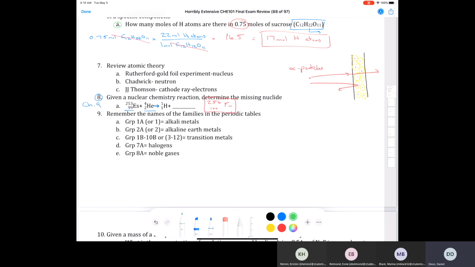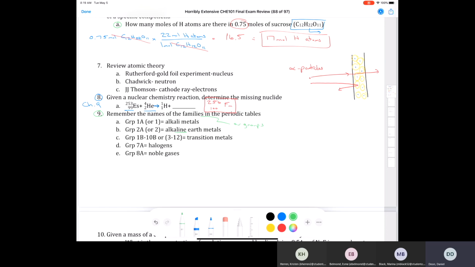The next one is just a little bit of a refresher on the names of the families or groups. Families or groups, these are synonymous. So the names of the families in the periodic table: Group 1A is the alkali metals. Group 2 is the alkaline earth metals. Other groups that you have to be familiar with, you should know what transition metals are. Anything that's in the D block is considered a transition metal.